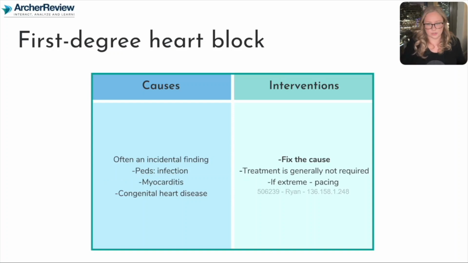So we'll treat the cause if they have an infection, a myocarditis. If they have congenital heart disease, of course, there's usually a surgical intervention that needs to take place. But treatment specifically for that first-degree heart block is usually not required. We'll just need to take care of whatever was causing it. If it is extreme and it's causing a decline in cardiac output, my client is having symptoms, well, in that case, we would need a pacemaker. You're going to see a common thread here for our heart blocks. Pacing is often the intervention.